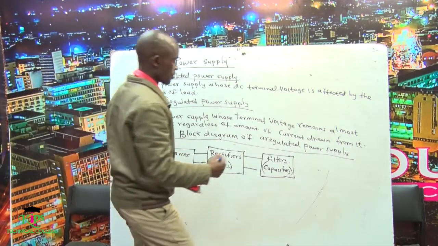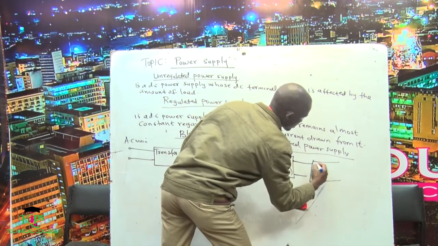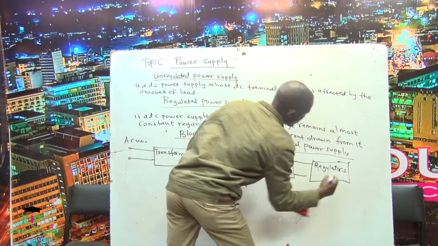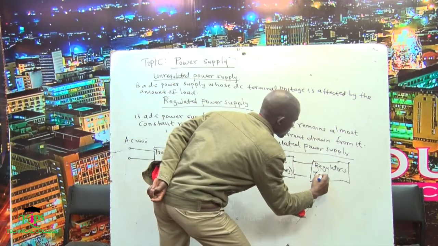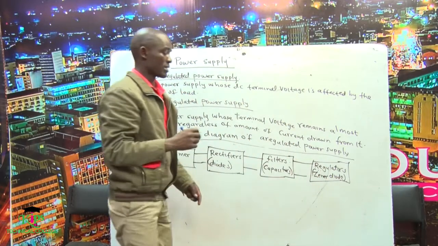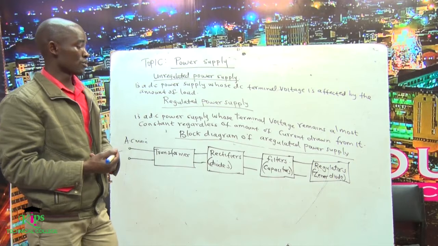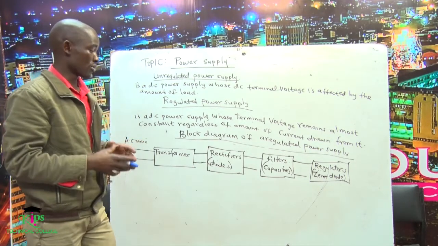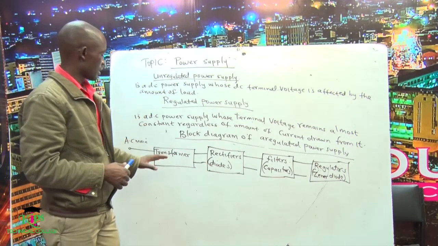Then later on you can use regulators. After this we can talk about regulators. For regulation, we use something that is called a Zener diode. Regulation basically means you want to control, you want to adjust, you want to ensure that you are receiving something that is constant, that you can be able to control. So we want to analyze in details every stage.